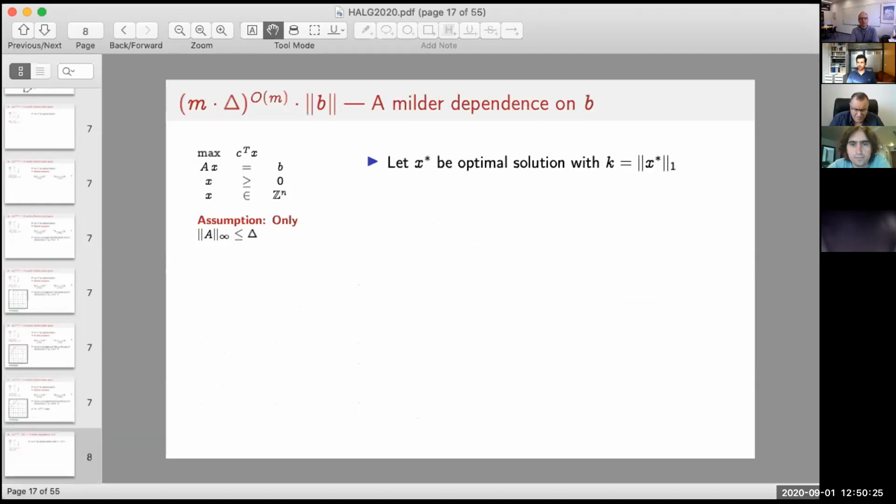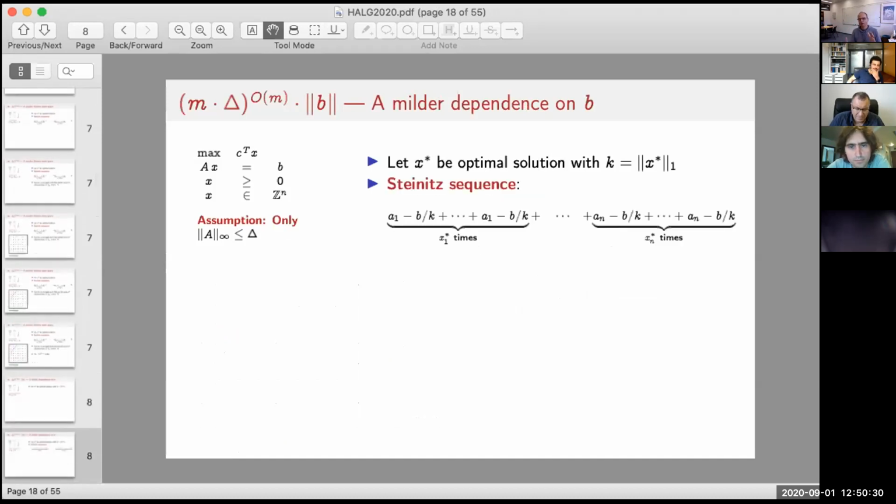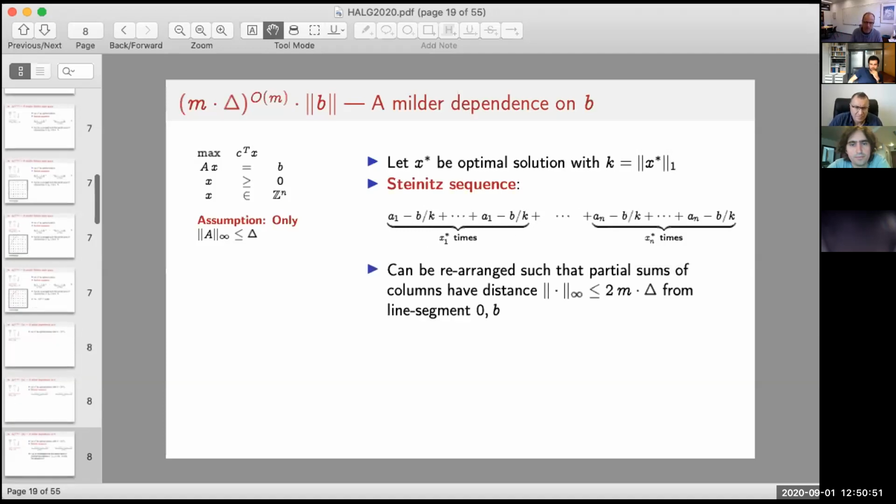Good. So how can we get rid of this dependence on B? Here the idea is, as before we had B separate there, but now we say, suppose that the one norm of x star is K. Now we chop up our B into K portions, B over K, and we subtract it from each copy of A1, each copy of A2, and so on, right? And this gives us our new Steinitz sequence. Here we can rearrange the columns such that the partial sums of the columns have a distance at most 2 times m times delta from the line segment 0B.